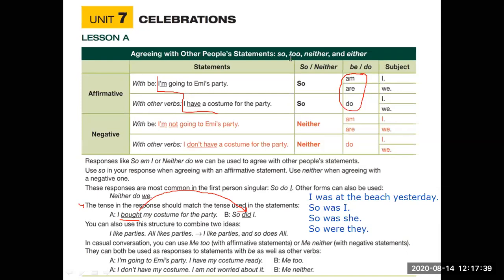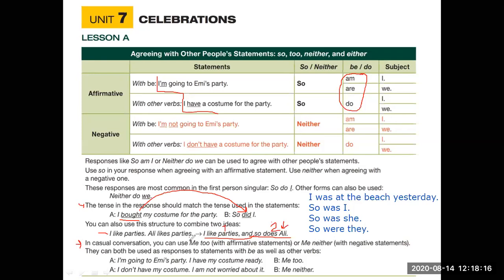Another rule is you can also use this structure to combine two ideas. I like parties, Ali likes parties. I like parties, and so does Ali. And here they are using the third person of the singular. And so does Ali. So you can use this structure to combine two ideas. This is the first idea, that I like parties. And this is the second idea. Ali likes parties too.